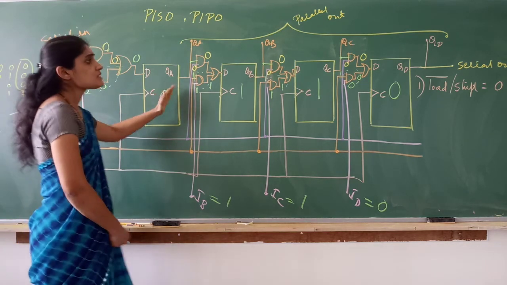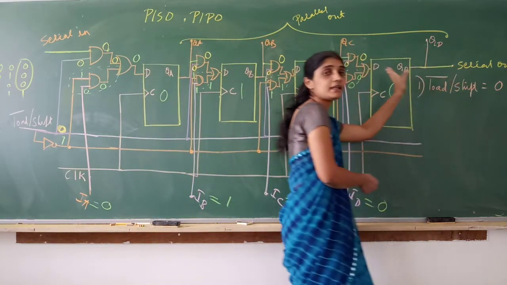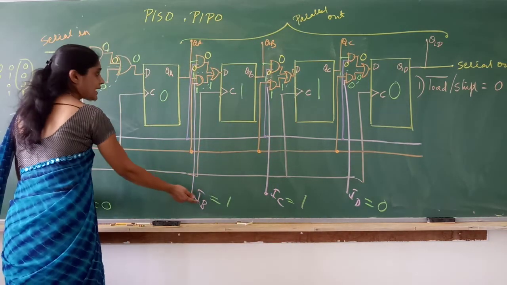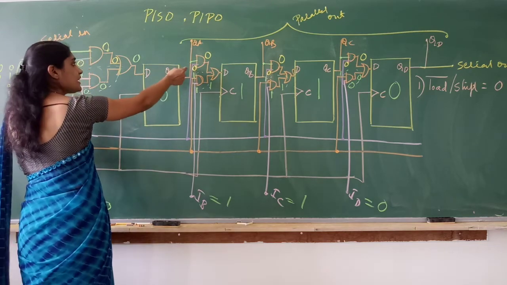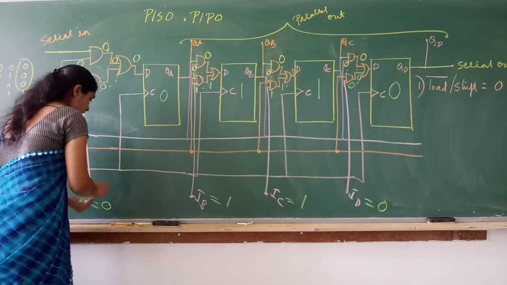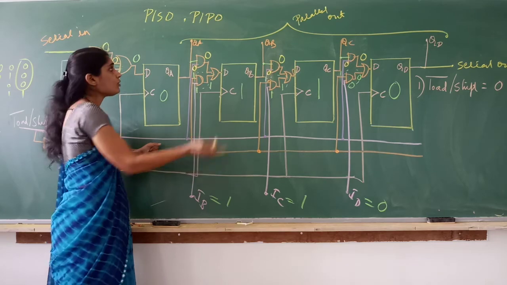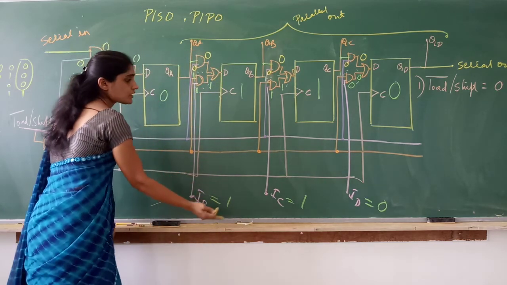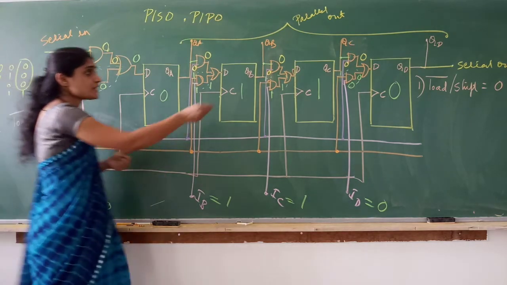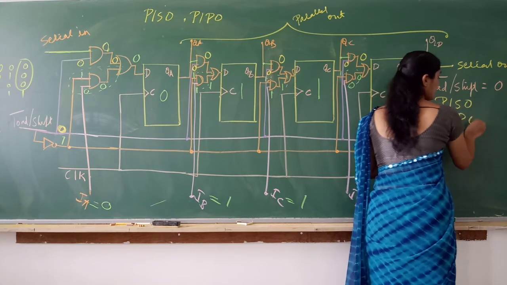And if you want serial out, you don't take the output at QA, QB, QC, QD. You just take it here. Then it will be parallel in serial out. If you want parallel in parallel out, parallelly already you are giving the inputs. Take the outputs at QA, QB, QC, QD. That will be parallel in parallel out. So this is parallel in. You can mark parallel in serial out. Or if you want parallel in parallel out, take the output at QA, QB, QC, QD. So when I connect load bar shift to 0, parallel in serial out, parallel in parallel out.